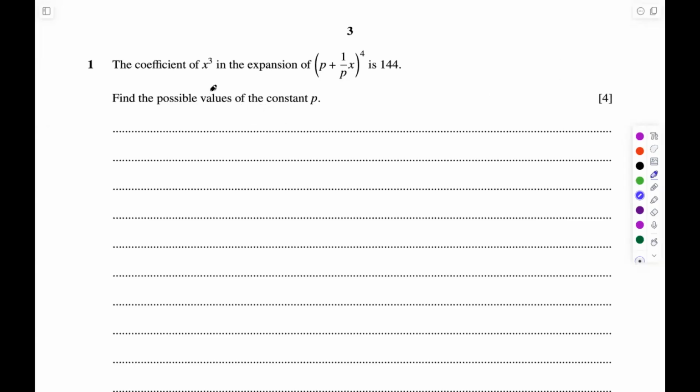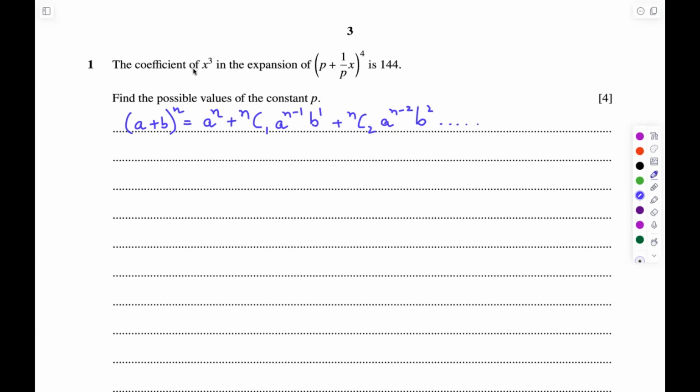In question 1, the coefficient of x cube in the expansion of (p + 1/(px))^4 is 144. We have to find the values of the constant p. Now, when we're expanding an expression of the form (a + b)^n, the formula is a^n + nC1 a^(n-1) b^1 + nC2 a^(n-2) b^2, and so on.